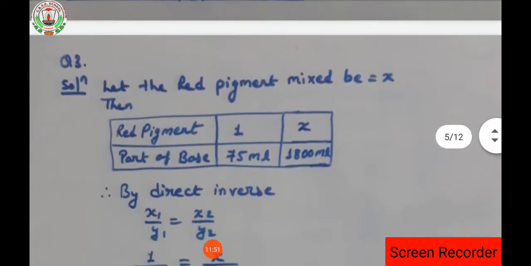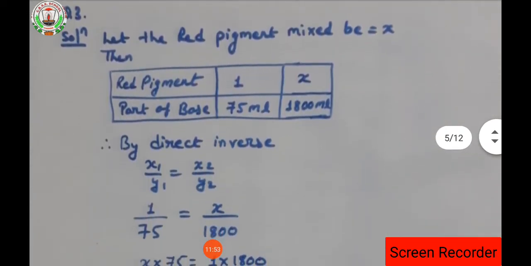Now the next question, question number 3. What is said in question number 3? This question number 3 is correlated with question number 2 itself. That means it is a continuation of question number 2.